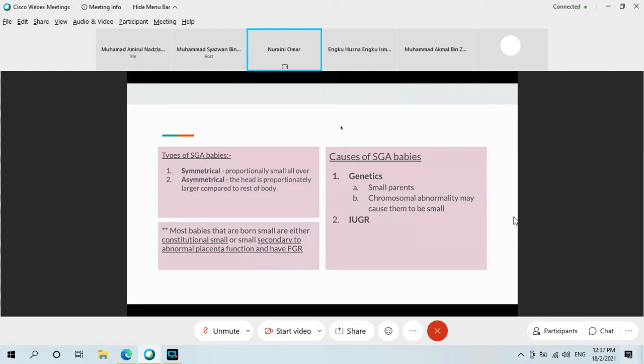And most babies that are born small are either constitutionally small, which means the baby is healthy. There is no problem with the baby that caused them to be small, but the baby is small because of genetics, such as small parents. Or small because of abnormal placenta function and have FGR. This will be explained more by my friends, and I will explain a little bit about FGR.